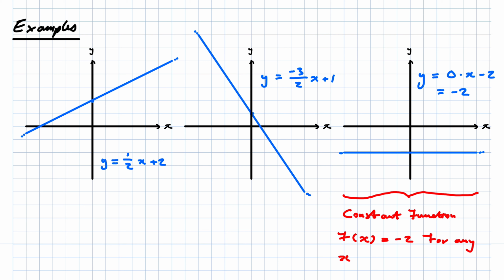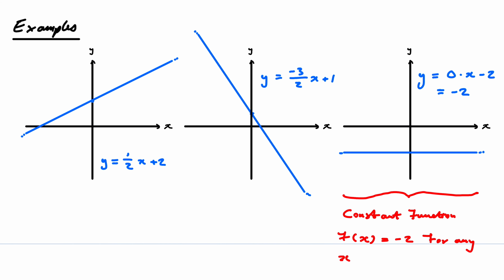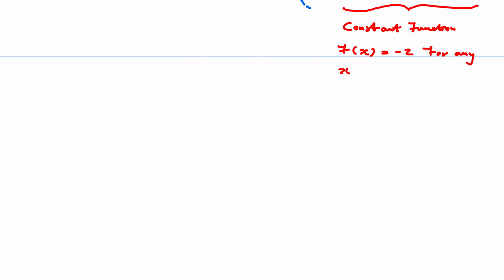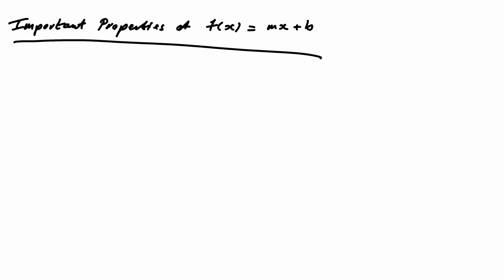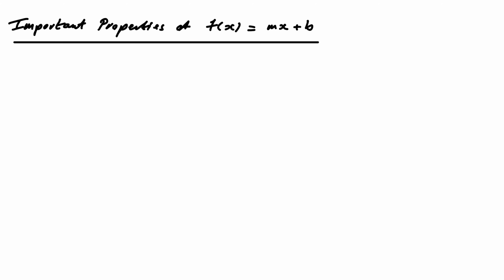Let's do some really simple properties of constant and linear functions. So let's get rid of this graph business. We don't need it anymore. So here are important properties of function f of x is equal to mx plus b. So I'm just going to go through my kind of core things.